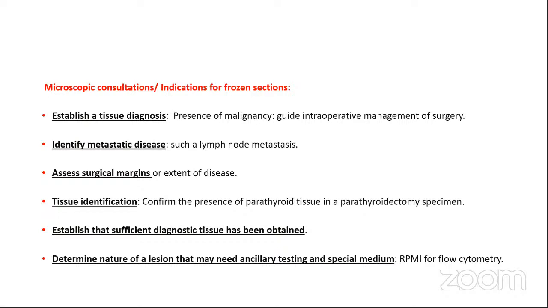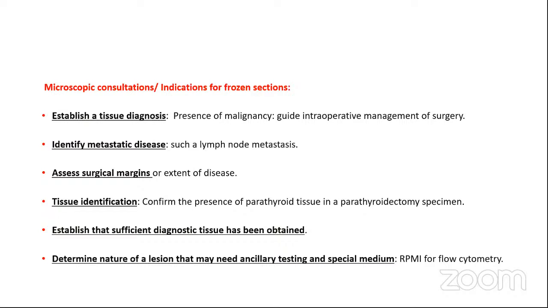And that's where we assess margins. Other indications are tissue identification, to confirm the presence of parathyroid tissue in a parathyroidectomy procedure. One more indication is to establish that sufficient diagnostic tissue has been obtained.